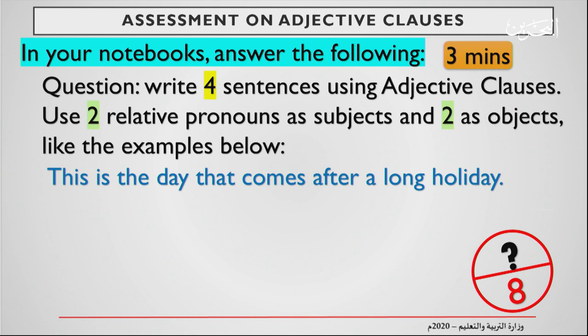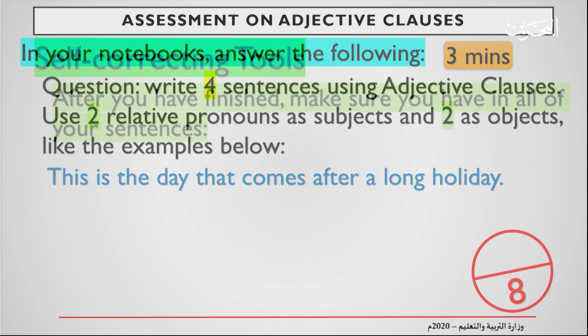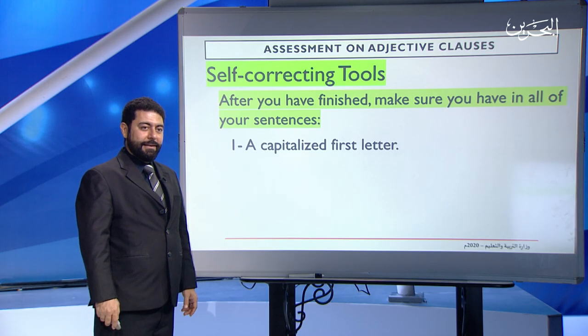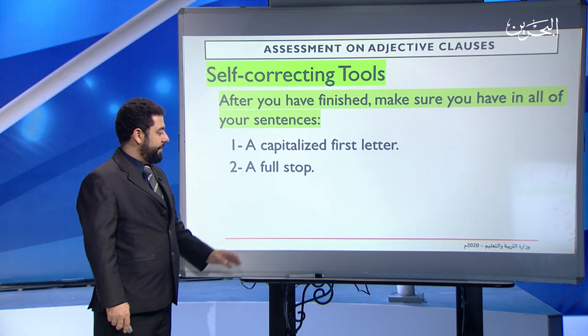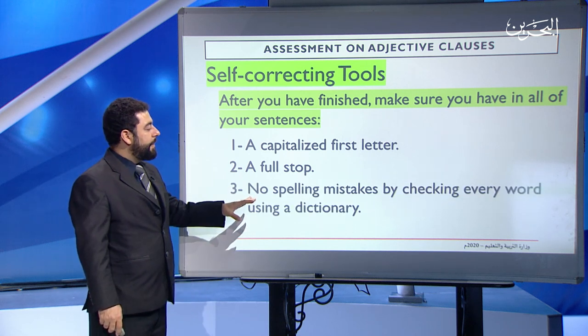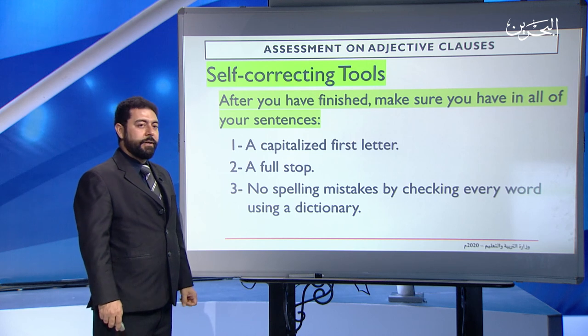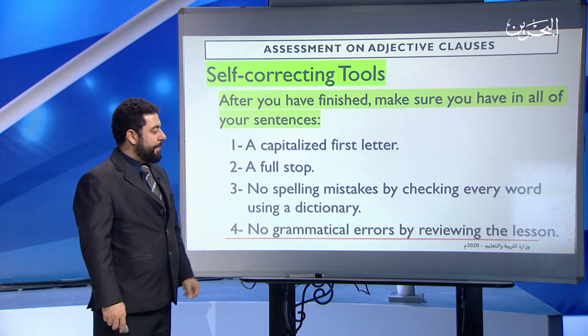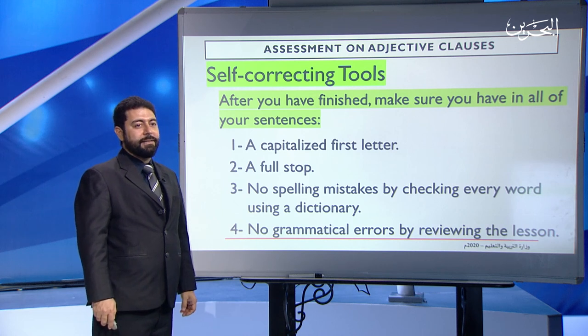Now let's jump to the model answer. But before you do that, let's use the self-correcting tools. After you have finished, make sure you have in all of your sentences the following. Number one, a capitalized first letter. Number two, a full stop. Number three, no spelling mistakes by checking every word using a dictionary. Number four, no grammatical errors by reviewing the lesson.